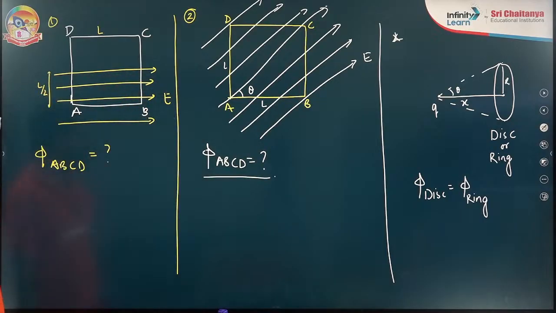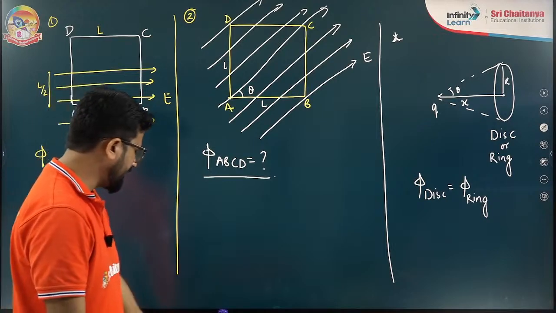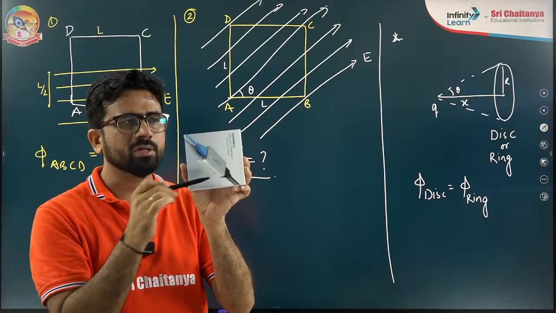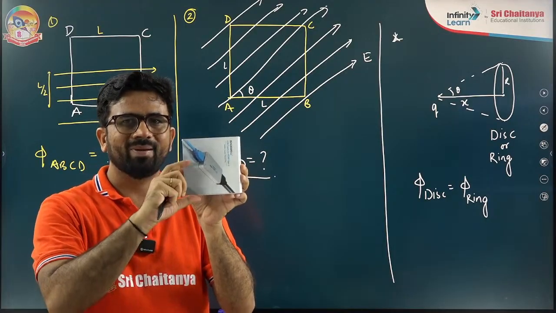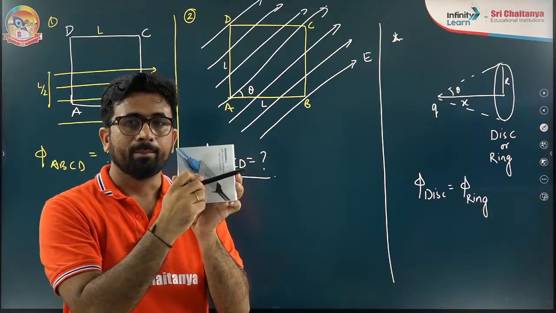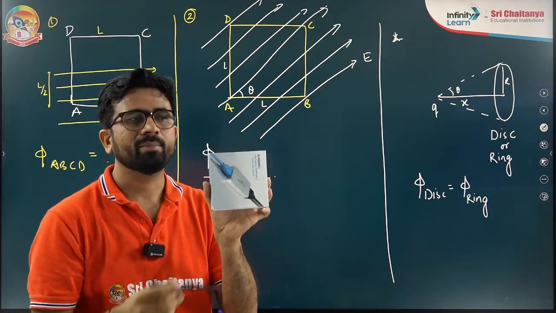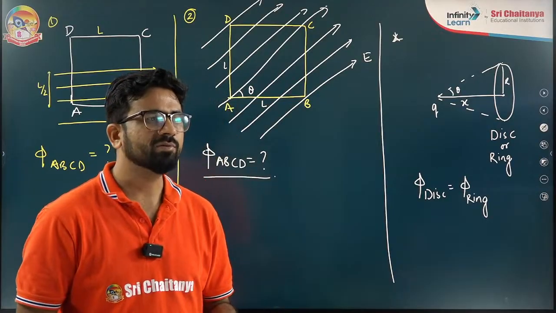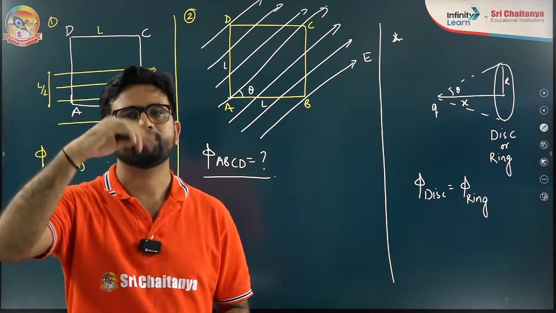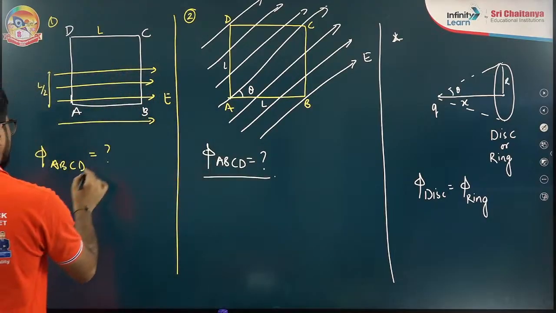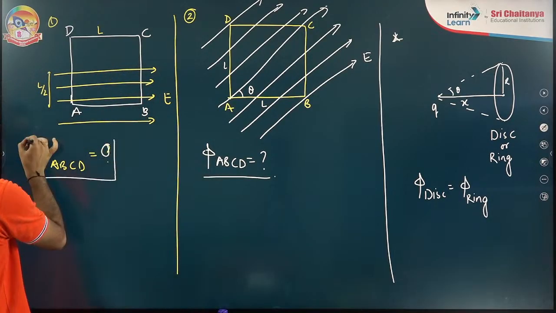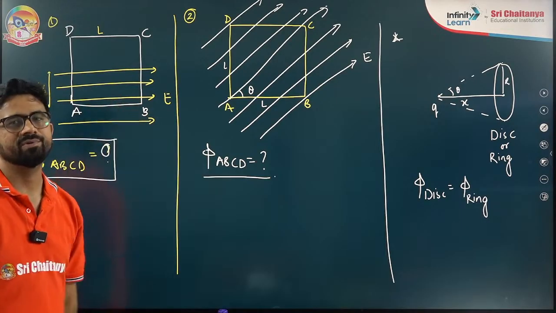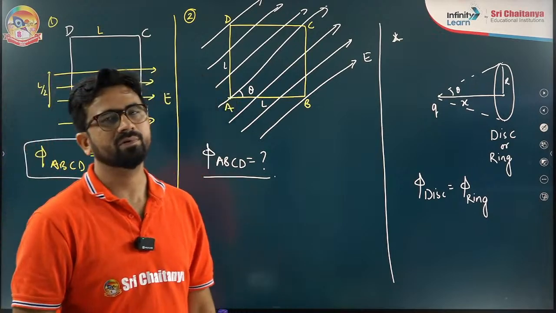Very first thing, just check. Suppose this is a square sheet, and the field is parallel to this sheet up to this L by 2 distance. The field is parallel to this sheet. That means how much flux is associated with this sheet? The answer is 0, because for that the field should be perpendicular to this sheet.